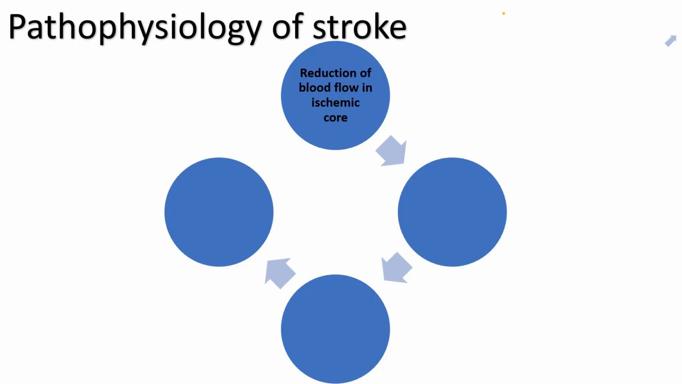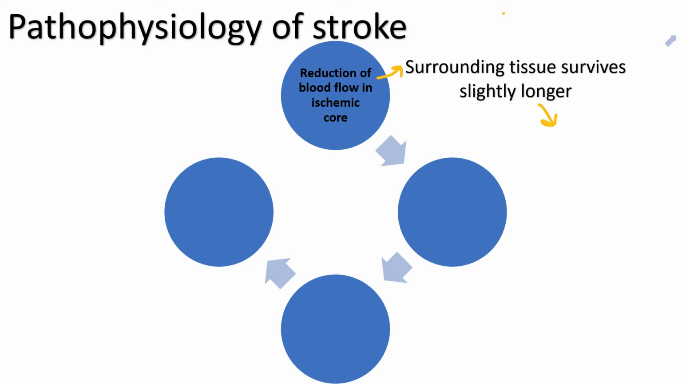But what happens to the surrounding tissues or penumbra? These neurons will survive slightly longer than the ischemic core. To save these cells for longer time, the blood flow must be resumed. At least 20 to 25% of regular blood flow should be resumed. If the surrounding cells die because of ischemia, a series of events or cascade is triggered. Let's study this cascade in detail.